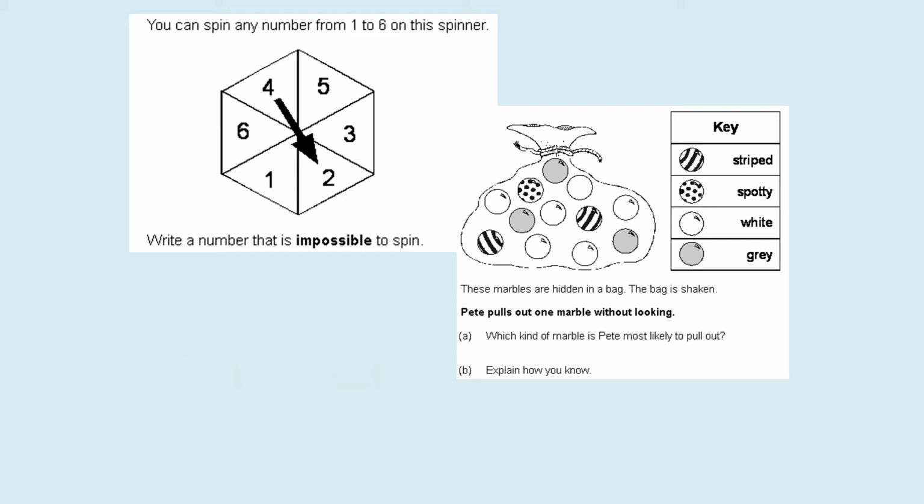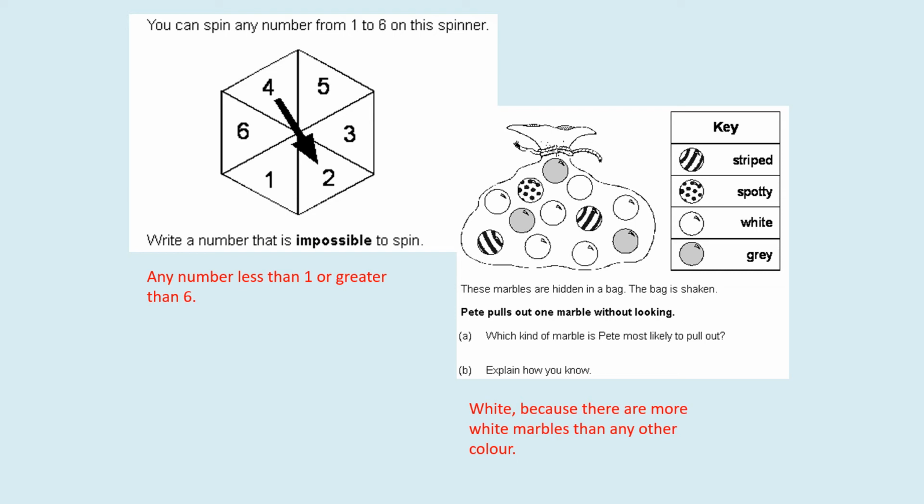Okay, so for the answers, what number is impossible to spin? Well, it would really be any number that is less than 1 or greater than 6. So you could not spin that spinner and get a trillion. For the second one, the most likely marble to be pulled out of that bag is going to be white because there are more white marbles than any other color.